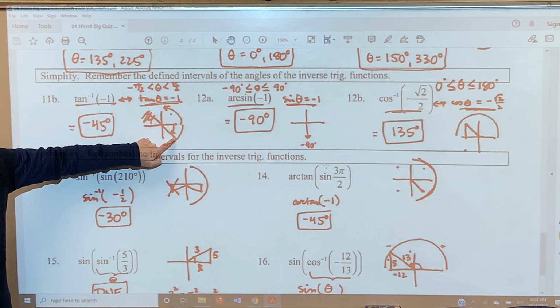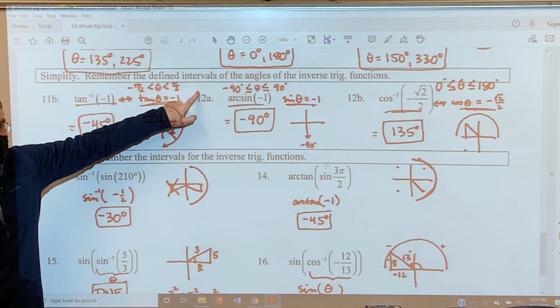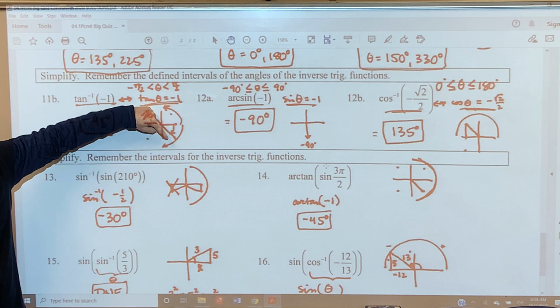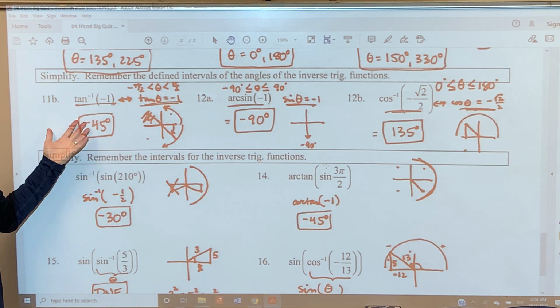And that one, which you normally would probably call 315, can't call it 315, because 315 is much bigger than 90, isn't it? So you got to find a way to squeeze it in between -90 and 90, so you're going to rename it -45. Does that make sense?